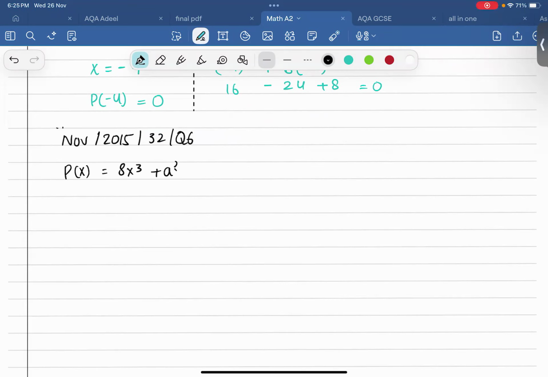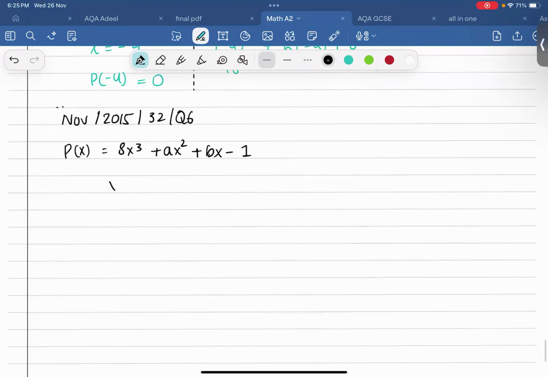ax squared plus bx minus 1. This is a simple polynomial that we have been given, where a and b are unknown constants, denoted by p of x. It is given that x plus 1 is a factor of p of x.